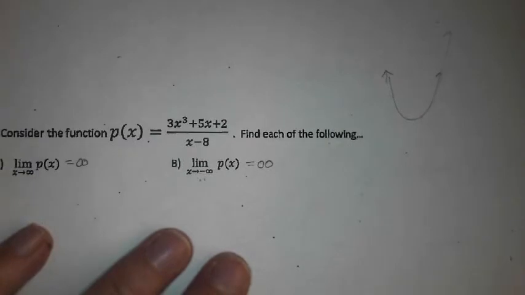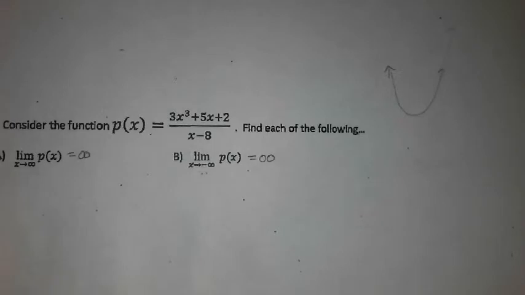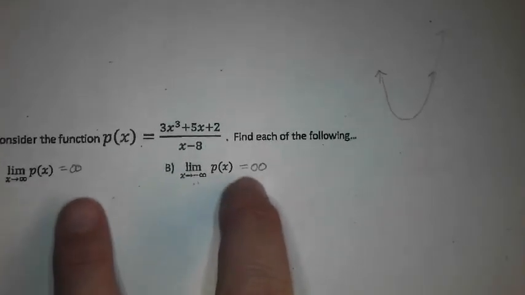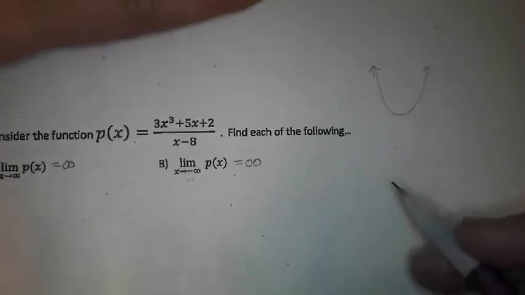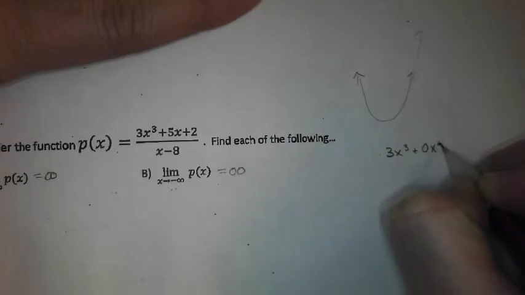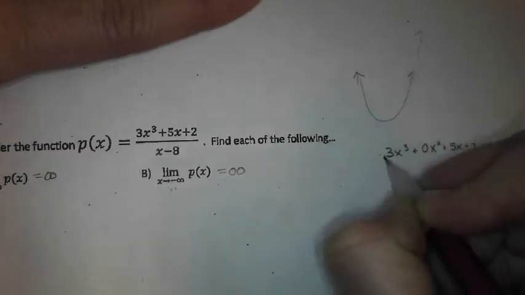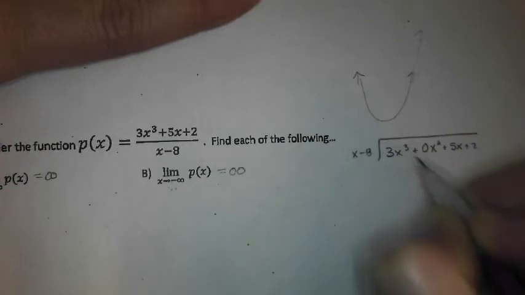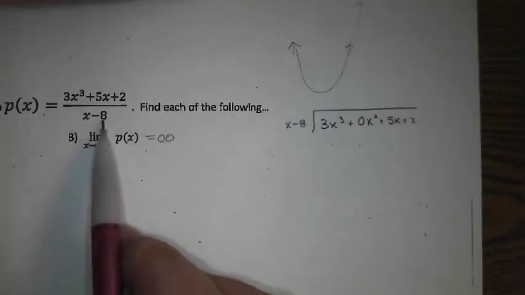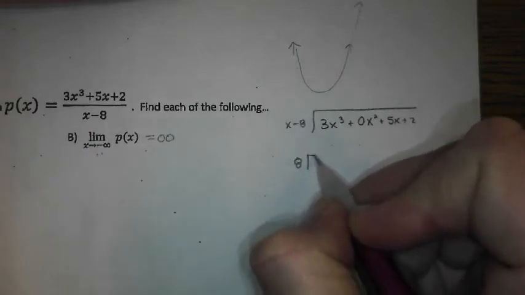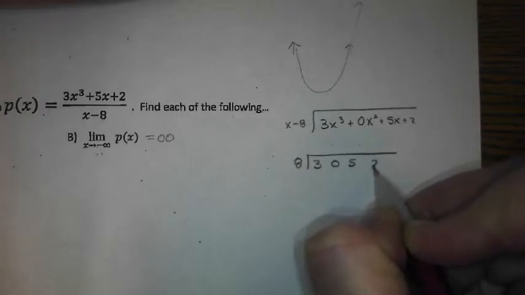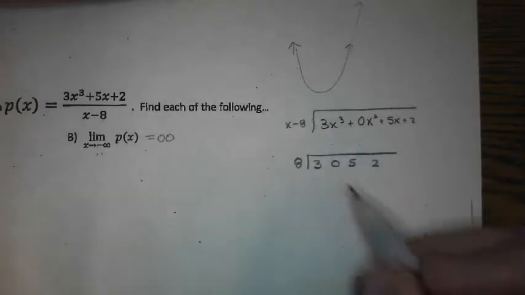Now, that thought process will be enough to get your answer, but in order for that thought process to really make sense, we're going to do this whole thing out. So we are going to do the long division. There's 0x squareds, by the way. And you know what I just realized? This is a prime candidate for synthetic because that's a linear factor. So I'm just going to do synthetic with 3x cubed, 0x squareds, 5x's, and 2.